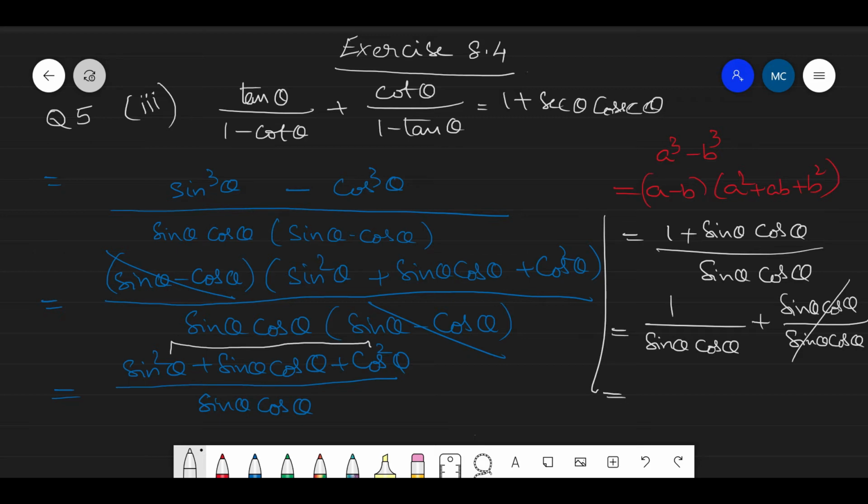Now what is 1 by sin theta? Cosecant theta. And 1 by cos theta is secant theta plus 1. So this is the one we have to prove. This is the RHS of the given question.